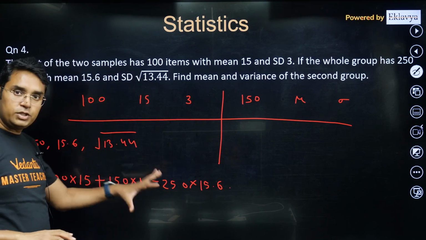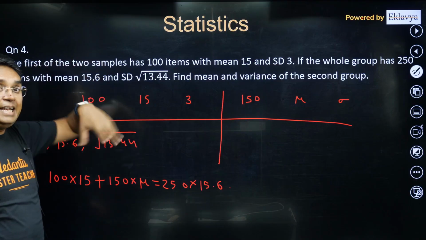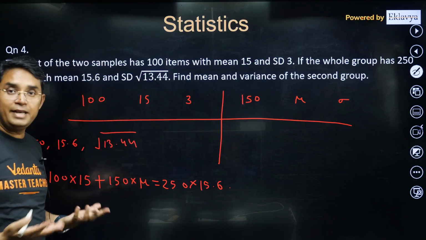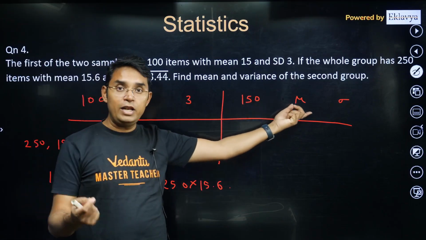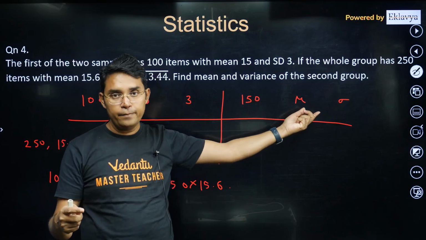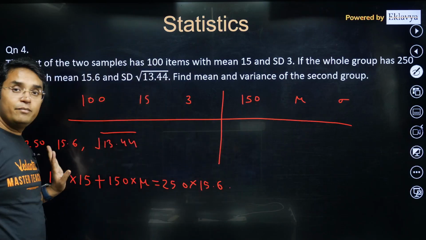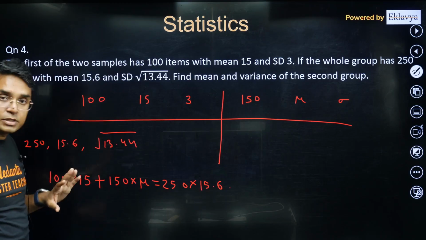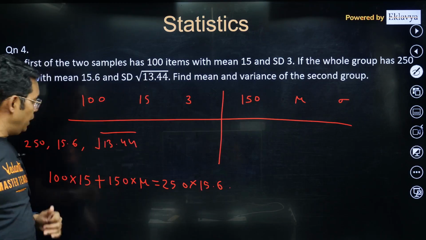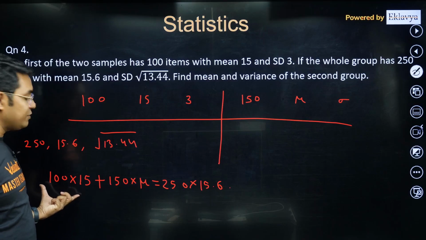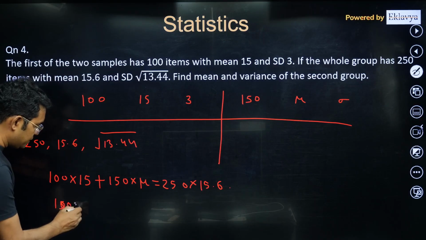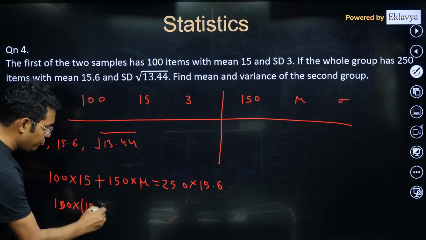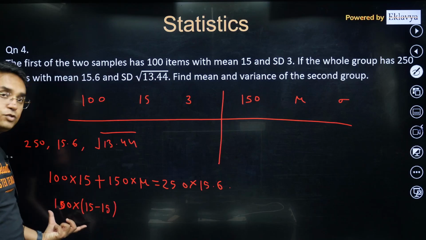Like in this calculation, if I decrease the entire data value by 15, then this mu value will also decrease by 15. My calculation will become very easy, because if I am subtracting the entire data value by 15, the average of this will become 0. Actually, what you are doing here is subtracting each thing by 15. So 15 minus 15 will become 0.